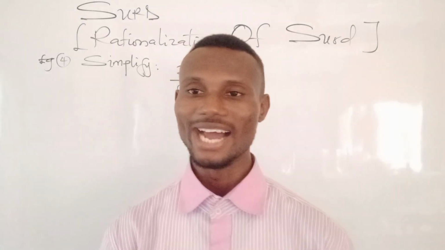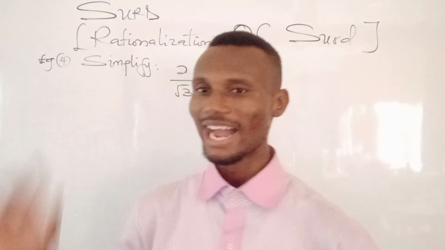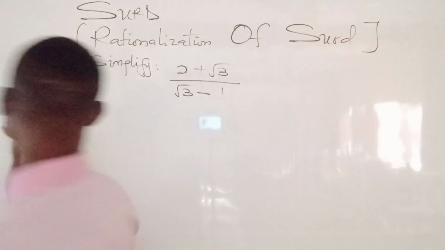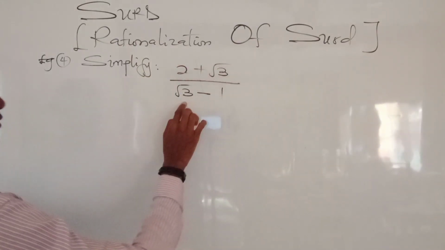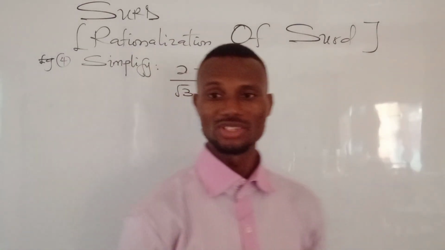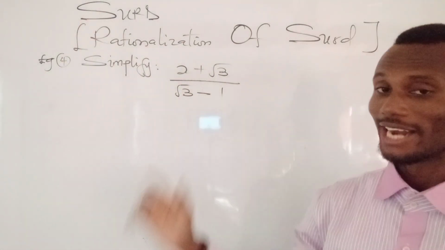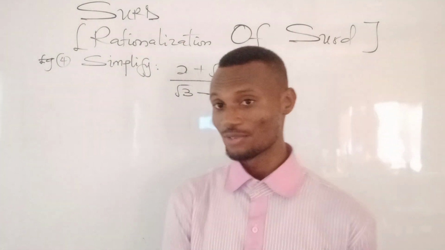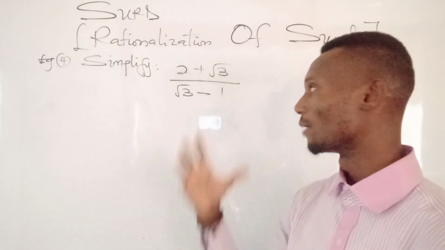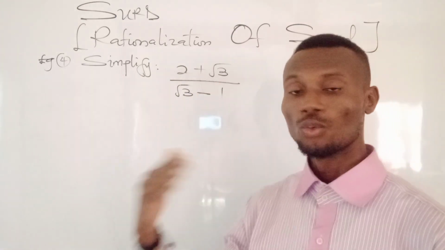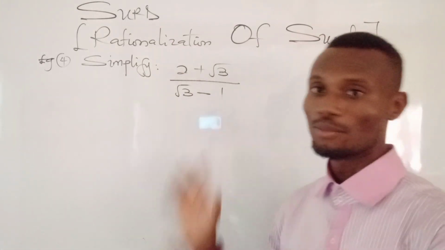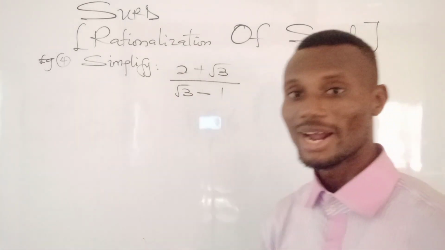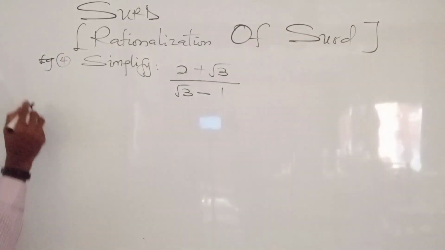Let's go ahead and handle the example 4 that I have on the board. So example 4, it says simplify 2 plus root 3 all over root 3 minus 1. So we are being asked to simplify this, and we've learned from the previous videos that the only way to be able to simplify this is to rationalize it. So we are going to go through the same process to be able to simplify this one. So let me write my solution down and let's do it together.